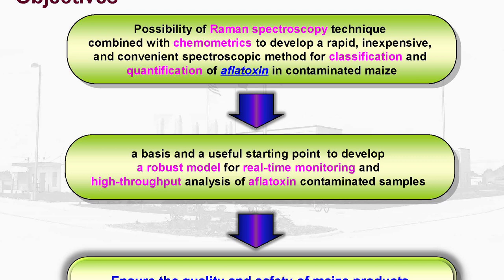So, the objective of this research is to explore the possibility of a Raman spectroscopic technique combined with chemometrics to develop a rapid, inexpensive, and convenient spectroscopic method for classification and quantification of aflatoxin in contaminated maize. This research might provide a basis and a useful starting point to develop a robust model for real-time monitoring and high throughput analysis of aflatoxin contaminated samples to ensure the quality and safety of maize products.